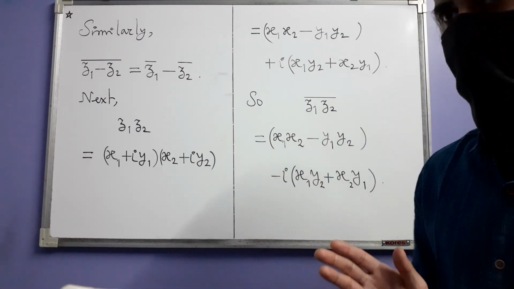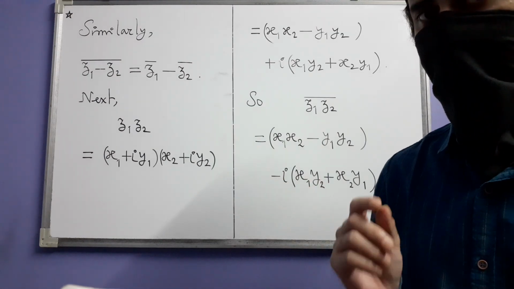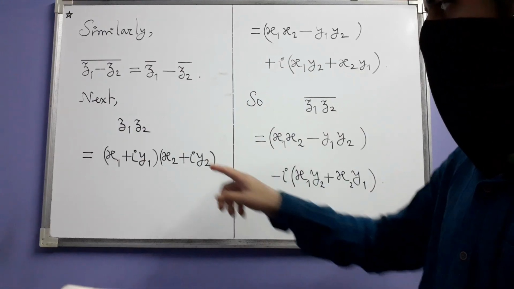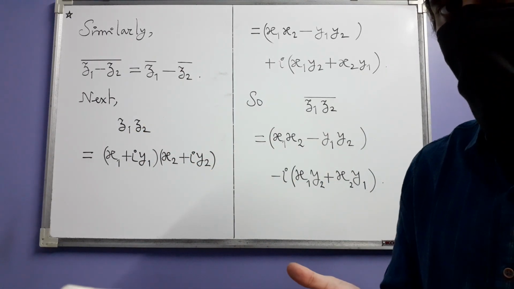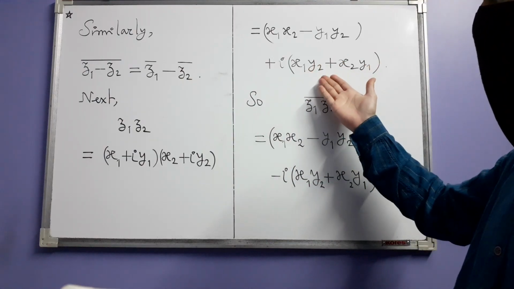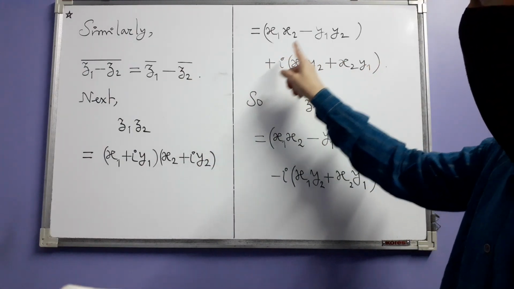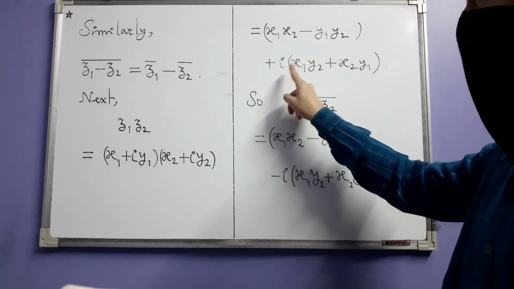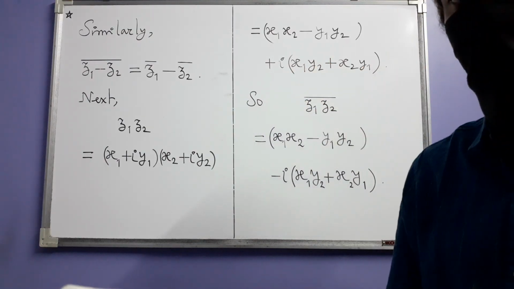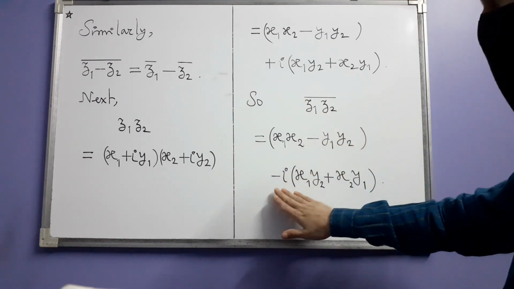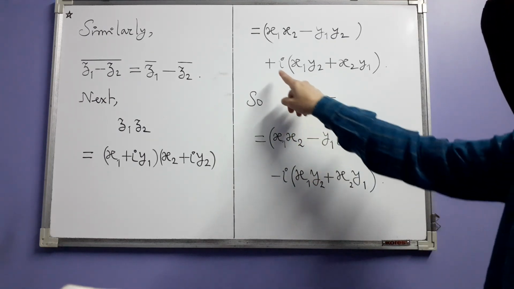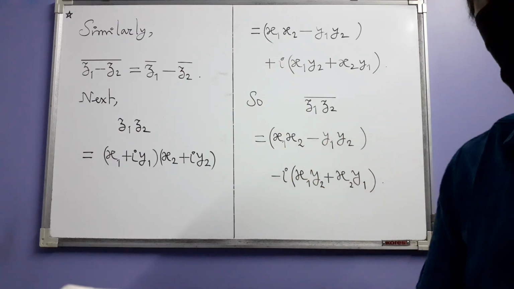Next, we see the relationship between complex conjugate and complex multiplication. Say we take the product of z1 and z2, which by the definition of complex multiplication is this complex number x1 x2 minus y1 y2 plus i times (x1 y2 plus x2 y1). So that means its complex conjugate will just be this complex number. You just replace this plus by minus.